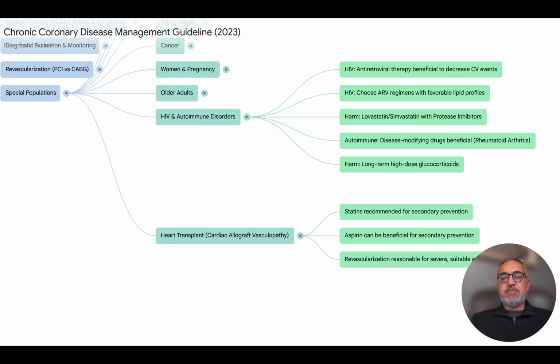Those with HIV and autoimmune disorders: antiretroviral therapy is beneficial to decrease cardiovascular events. We should choose statins carefully. Lovastatin and simvastatin interact with protease inhibitors. We should choose antiretroviral regimens that have favorable lipid profiles, and autoimmune disease-modifying drugs may be beneficial. Long-term use of corticosteroids is harmful.